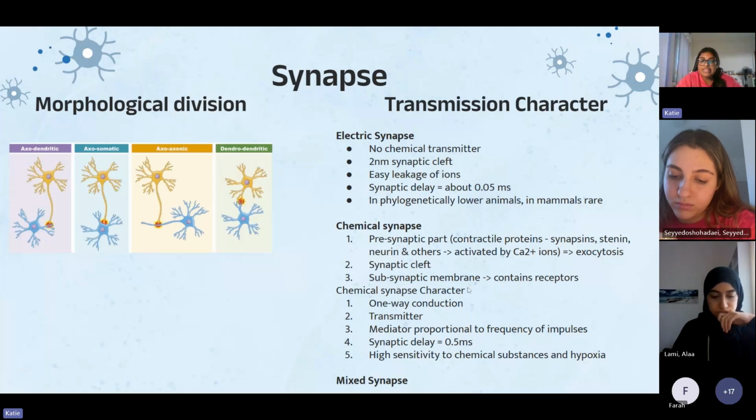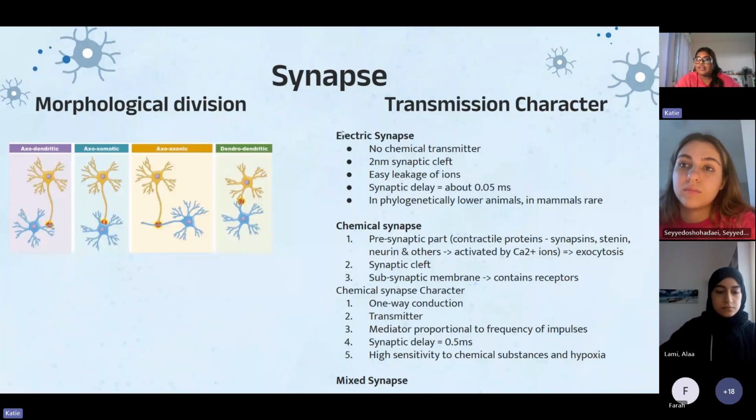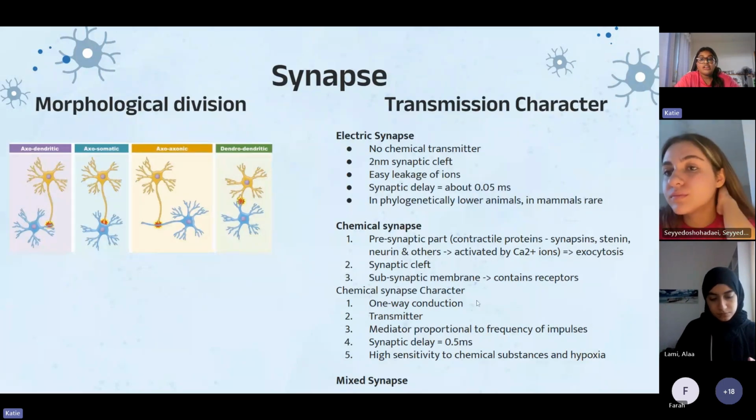Now, the chemical synapse character: it's only one-way conduction. I think Tandis talked about it, the antidromic and the other one. So in a chemical synapse, there's only one-way conduction. You need the presence of a transmitter, and the mediator is proportional to the frequency of impulses. I'll come to that later, but what we mean is, Tandis talked about this as well, you need an impulse to generate the movement of this neurotransmitter to the next neuron.